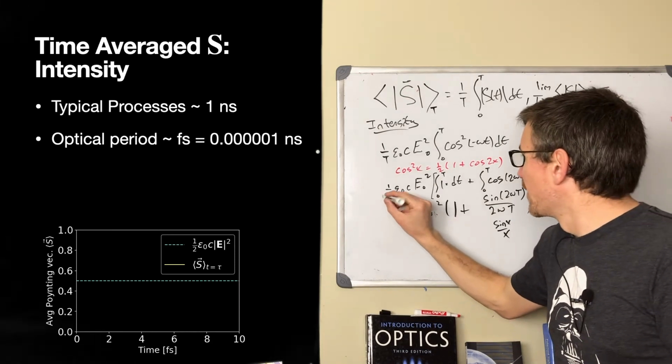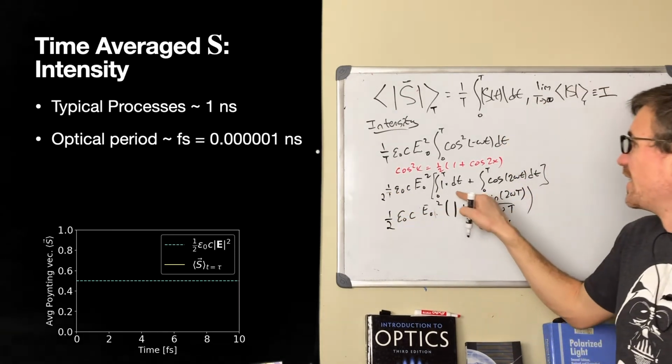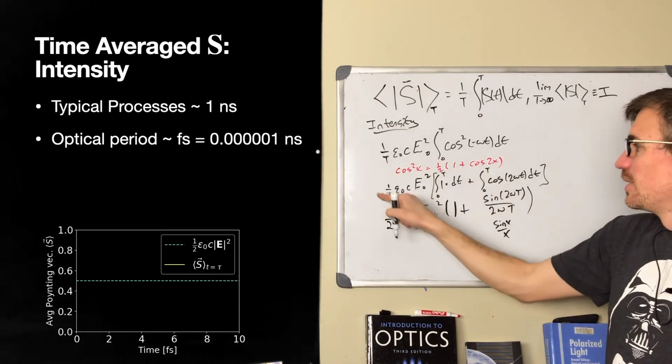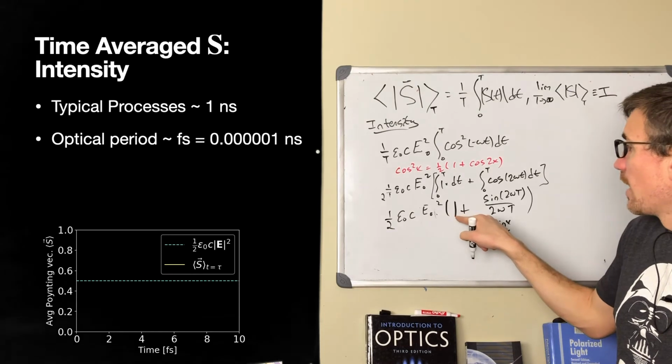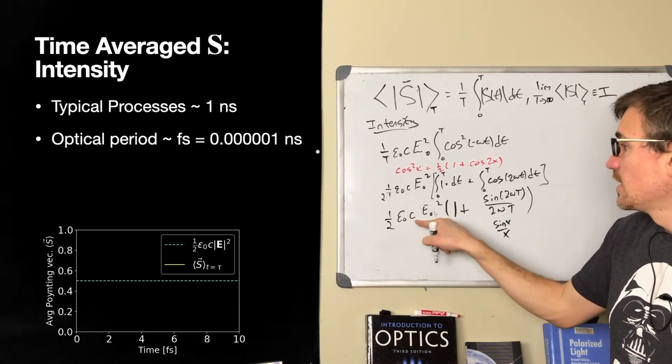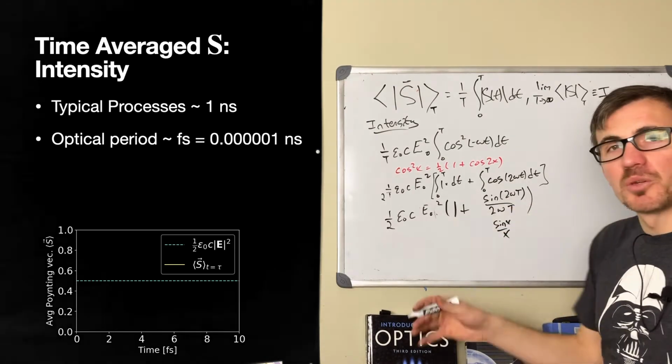I forgot to put a 1/2 here. I apologize for that. This identity, this 1/2, escaped me the first time I did that. Okay, so we got 1/2 here. We're going to have 1/2 epsilon naught c times E squared times 1 plus this term, which vanishes.